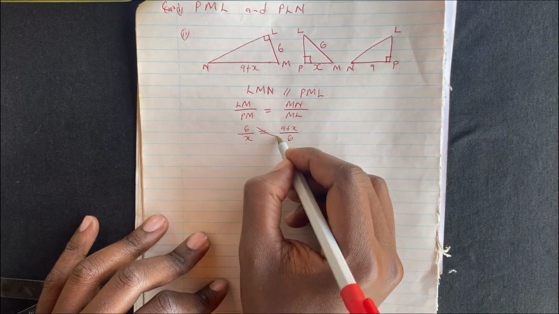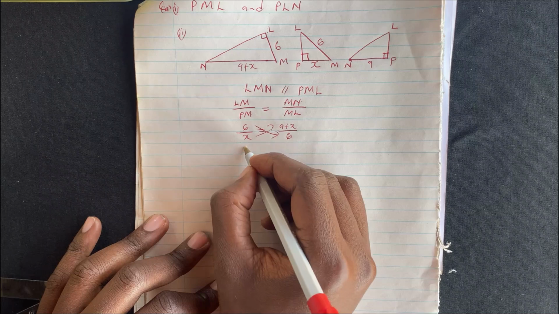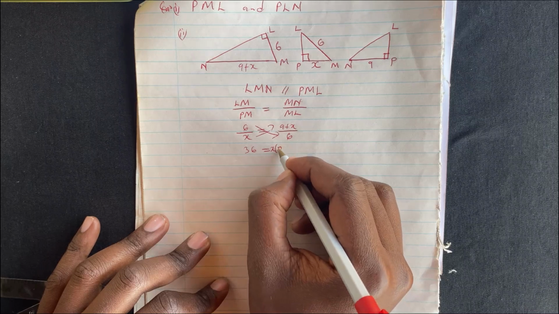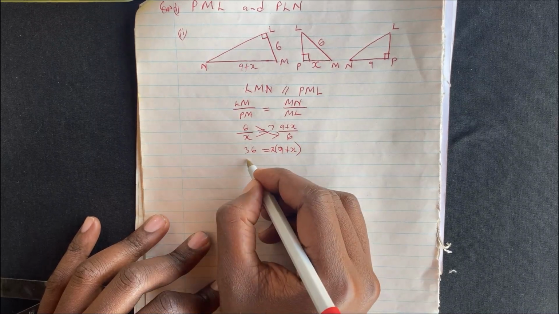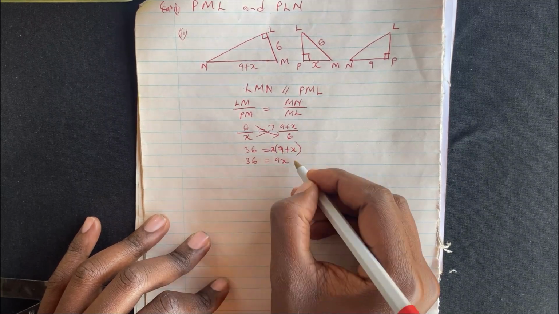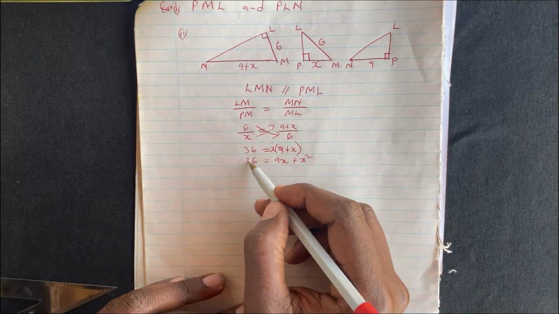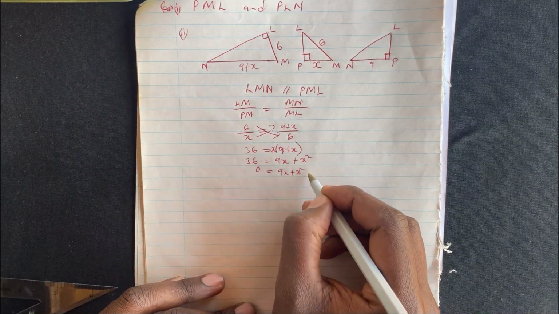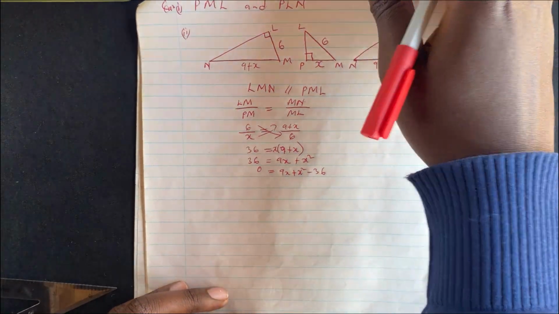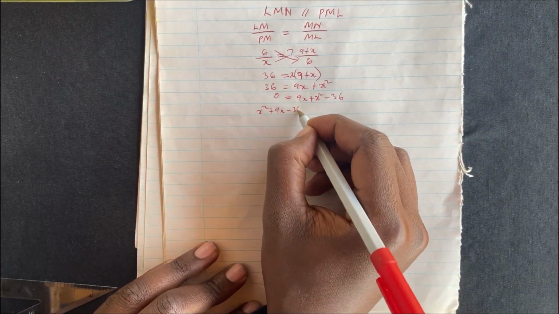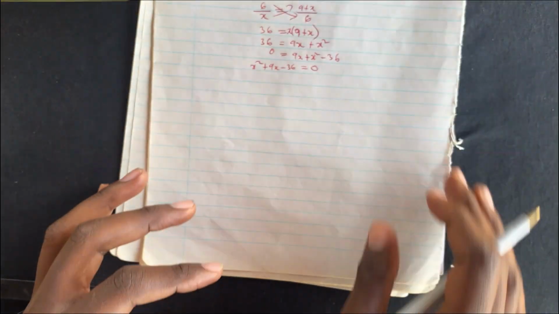So here I can just cross multiply. So 6 multiplied by 6, this is 36, is equal to X multiplied by 9 plus X. That is 36 equals X multiplied by 9, this is 9X, X multiplied by X, this is plus X squared. And if 36 comes this side, we're going to have 0 is equal to 9X plus X squared minus 36. You can also rewrite it on the left side, so that it becomes X squared plus 9X minus 36 is equal to 0. So this is a quadratic equation.